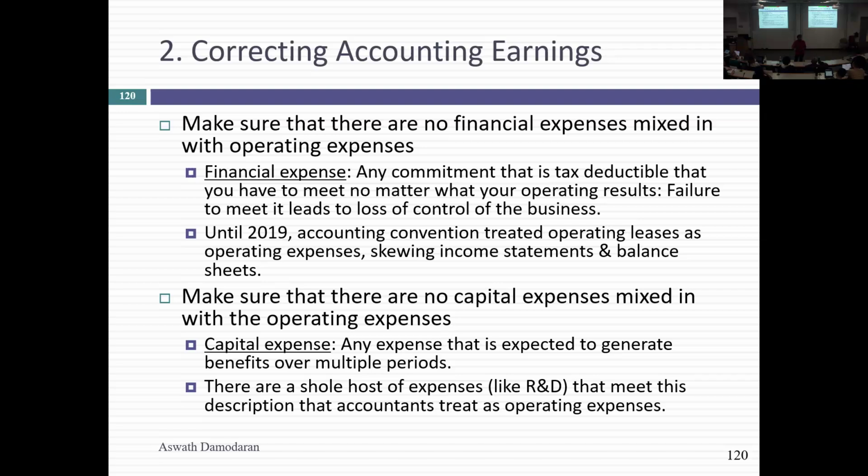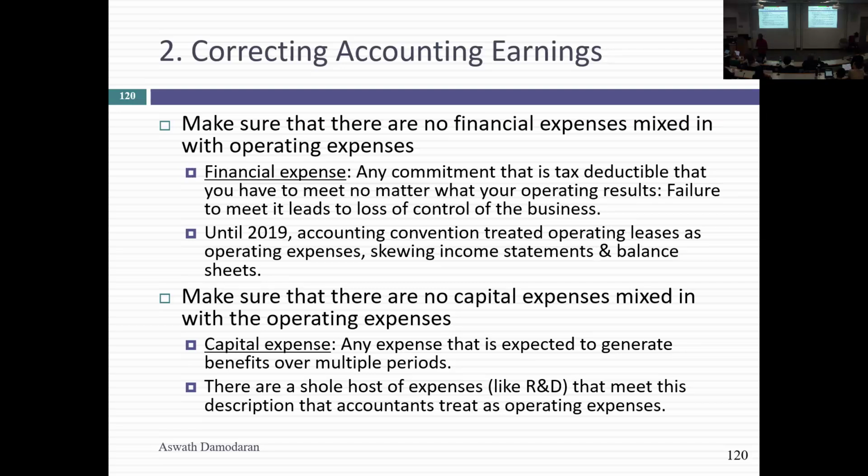They've at least moved in the right direction. But in true accounting form, they've been half-assed about it. We'll talk about what the half-assed part of it is. The second group of expense I want to talk about are expenses that create benefit over many years, capital expenses, R&D being the classic one. And we'll talk about the logic that accountants use for treating them as operating expenses and why the logic doesn't hold up.